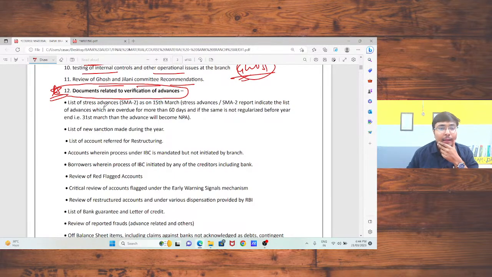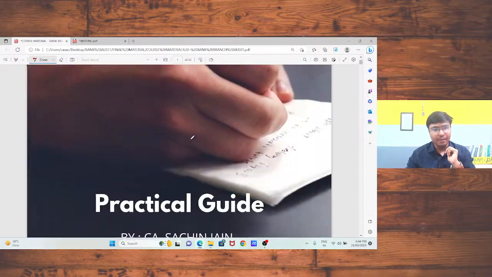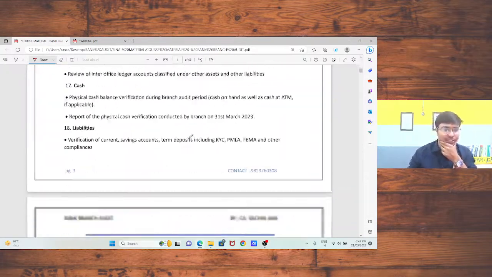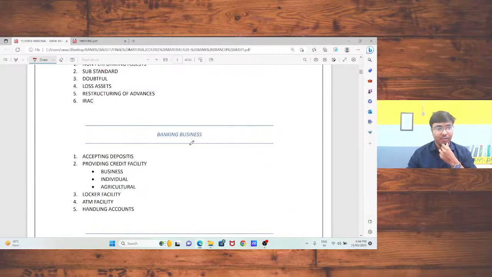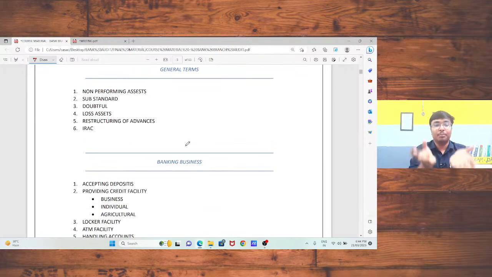Sir, then when we are going to do the audit of advances, at that time we need to take care of SMA 012. Sir, what do you mean by this SMA 012? Sir, I am coming on that. Before starting that, I am just going to discuss certain important terms so that it will be easy for us to discuss the previous part.